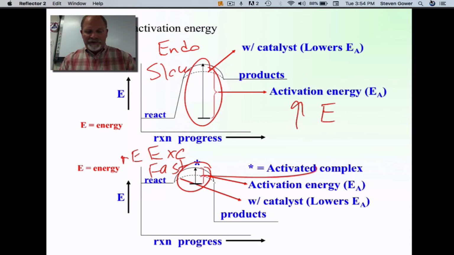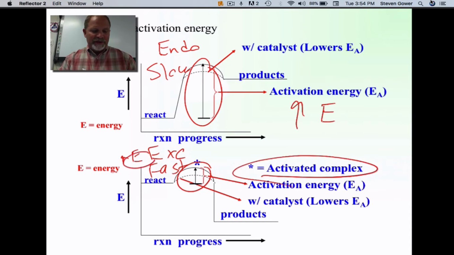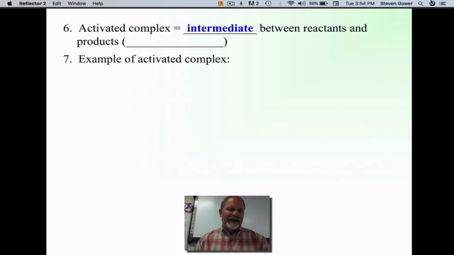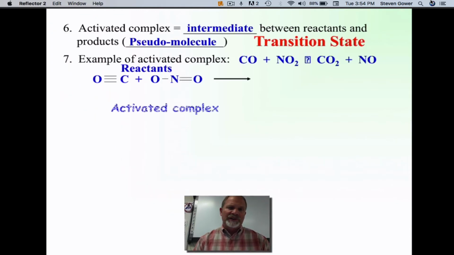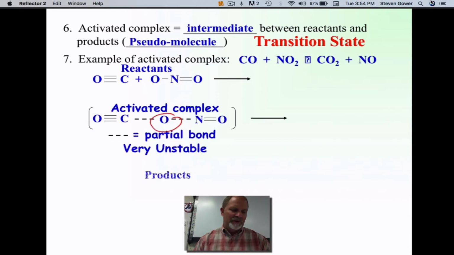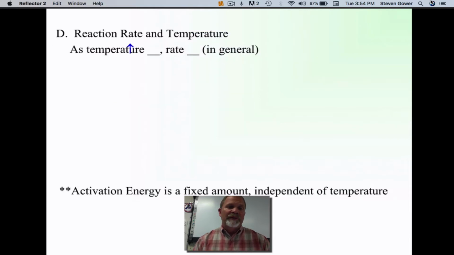Now, introduce another term, activated complex. At the very, very top of the hill, it has the highest energy, a very high energy, therefore it is unstable. So that's our activated complex. Activated complex is also called the transition state, because in this situation, the oxygen is being transitioned between the two. It is very unstable and is at a high energy. Make sure you do know that. Very unstable, high energy.